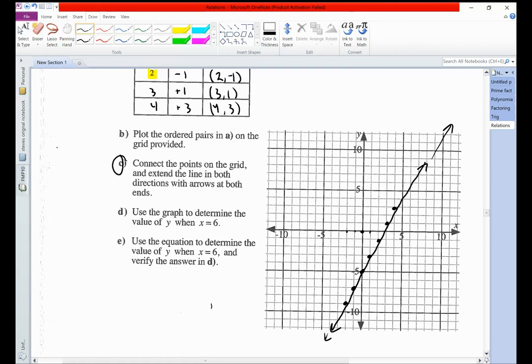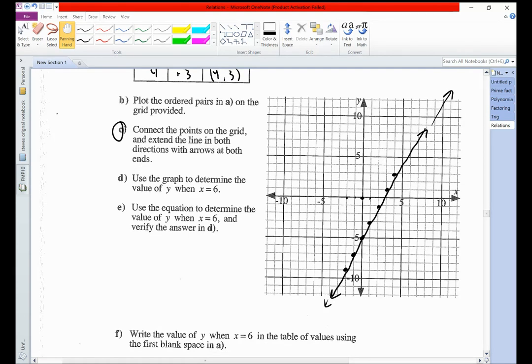The next question says, use the graph to determine the value of y when x is 6. So what we want to do is go to x is 6, which is right here. And we're going to scroll up.